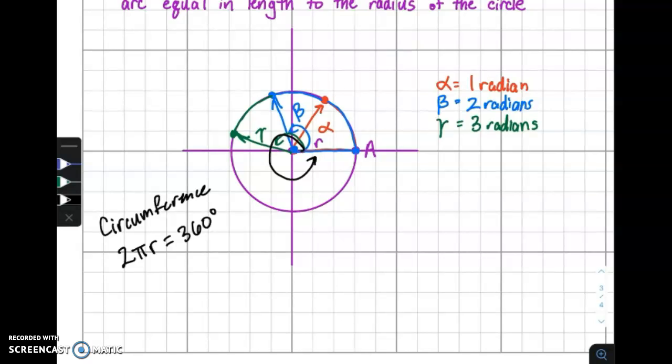Now, if we do the radius once, it's 1 radian. If we do it twice, it's 2 radians. 3 is 3 radians, or 3 r's. So this is 2 pi r's, or 2 pi radiuses. So 360 is 2 pi radians. So we're just going to say 360 degrees is equivalent to 2 pi radians, which is approximately, in decimal form, 6.28.